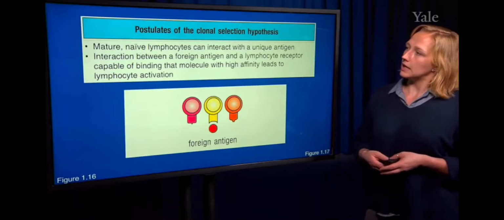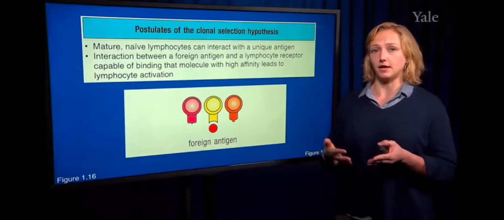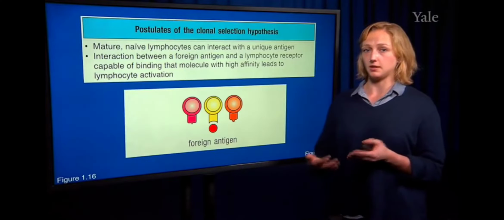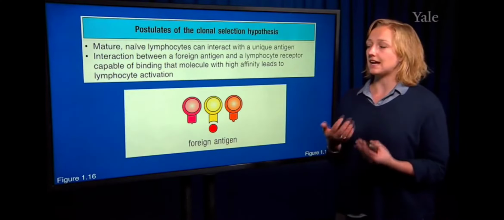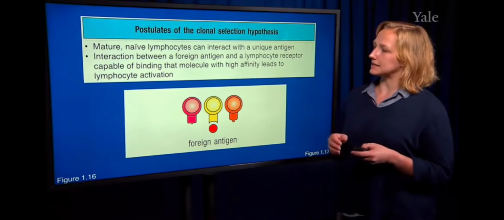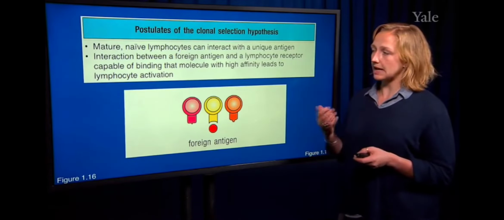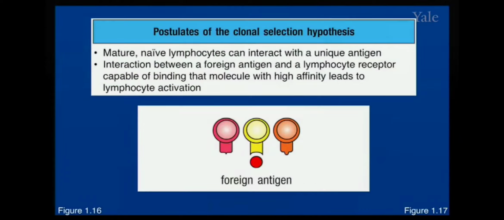Next, we know that mature naive lymphocytes can interact with a unique antigen. Now, I want to remind you that mature naive lymphocytes are those cells that have left the organ of their development, so the bone marrow or the thymus, that have not yet interacted with their antigen, which means they're naive. So these cells specifically interact with one specific antigen. And this interaction between the antigen and the lymphocyte receptor for which it's specific makes these lymphocytes be activated.